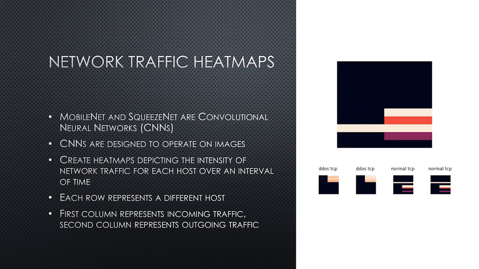As I mentioned on the previous slide, the novel contribution of our work is the application of MobileNet and SqueezeNet to achieve low latency IoT DDoS detection, which does not sacrifice runtime performance for accuracy. However, both of these models are convolutional neural networks, or CNNs, which are typically designed and used for visual tasks like image classification.